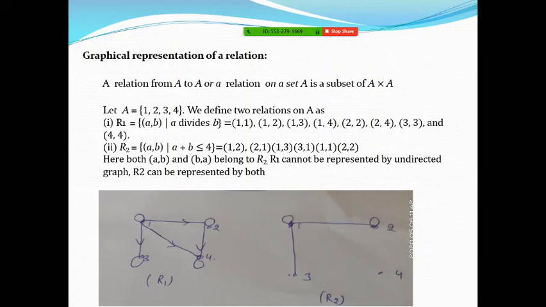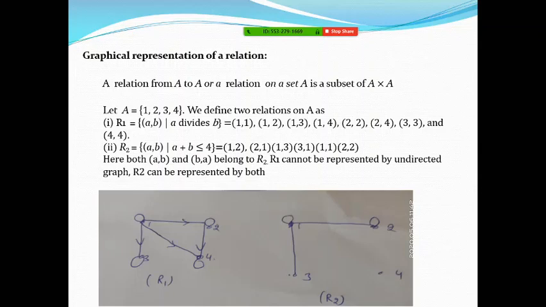So if A is {1, 2, 3, 4}, then A cross A means ordered pairs of the form (1,1), (1,2), (1,3), (1,4), (2,1), (2,2), (2,3), (2,4), (3,1), (3,2), (3,3), (3,4), and likewise (4,1), (4,2). So I'm defining two relations on this set A. The first relation is R1 and the second relation is R2.